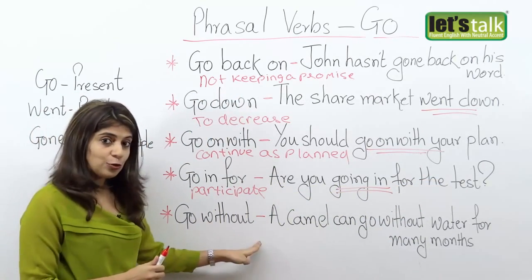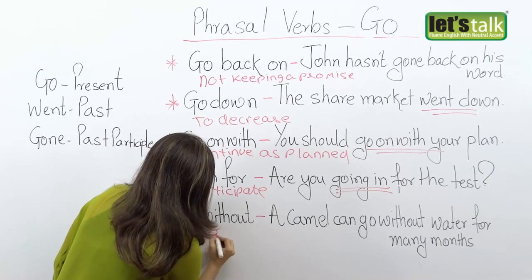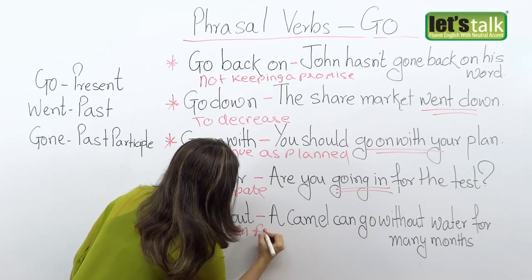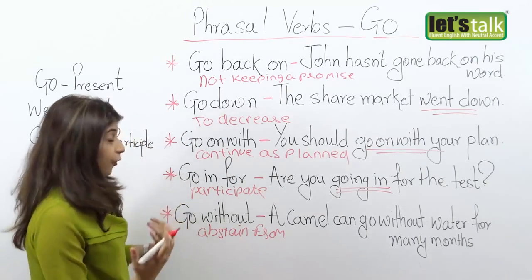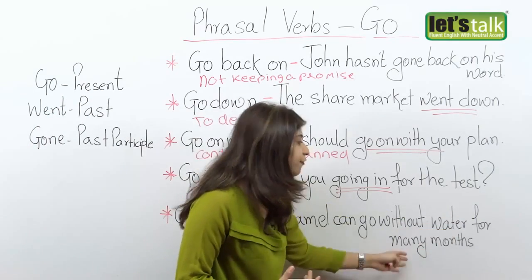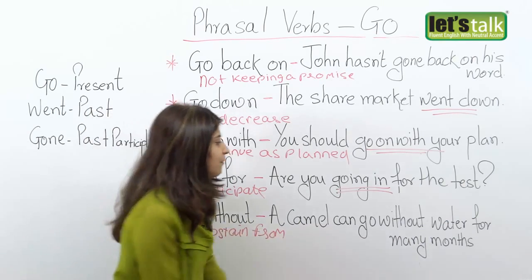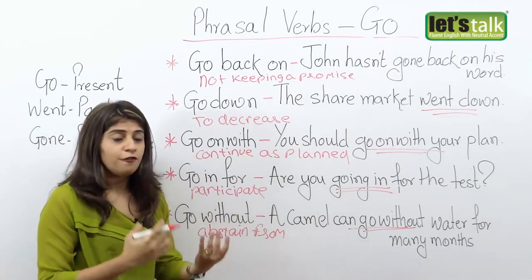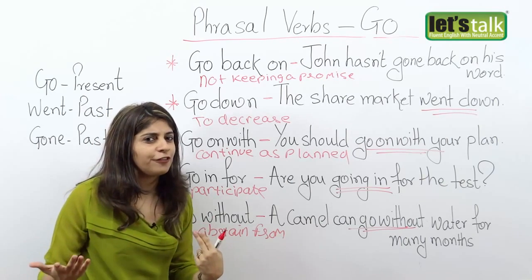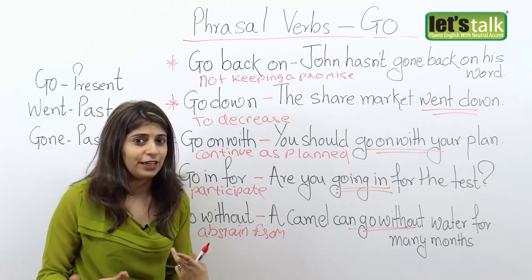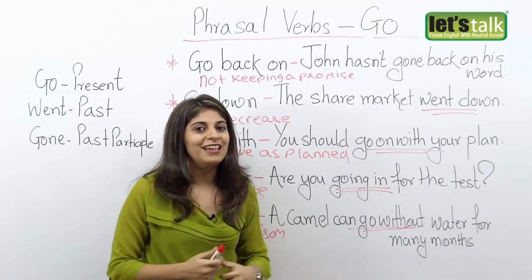Then we have go without. Go without means absent from, or something that is not used or something that is not needed, okay? For example, a camel can go without water for many months, right? Because he lives in the desert and he can go without water. So that's why we've used that he can go without water for many months. Like for example, maybe I can't go without coffee every day. So this means I'm so addicted to coffee that I can't do without it, right? And that's why I'm using the phrasal verb, I can't go without coffee every day, right?